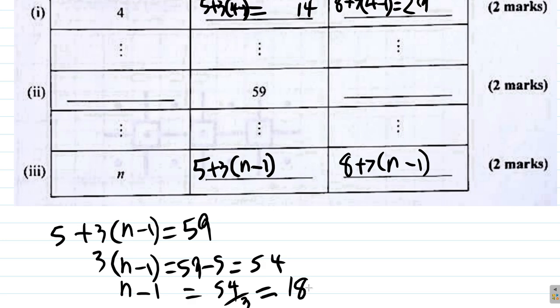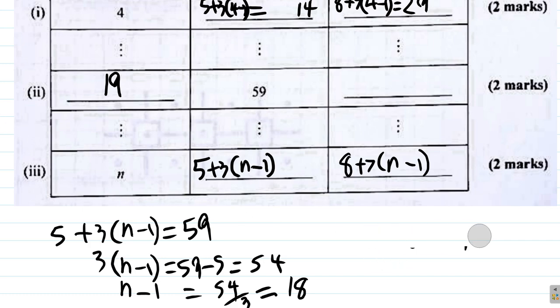Alright? So n is, since n minus 1 equals 18, n would be 18 plus 1 equals 19. So this then should be 19, right? That would be 19. Alright, so you know n is 19.